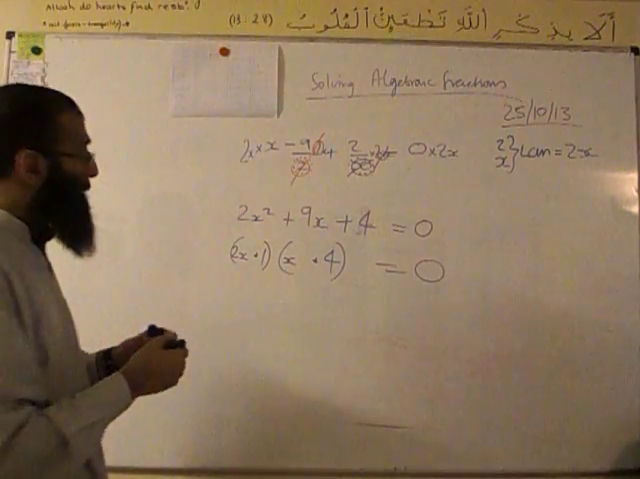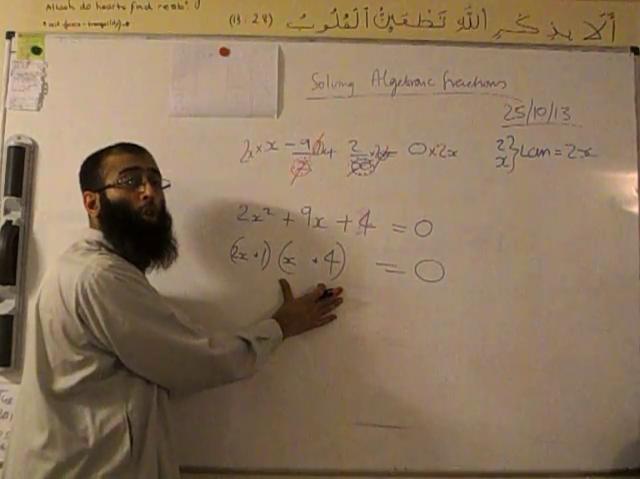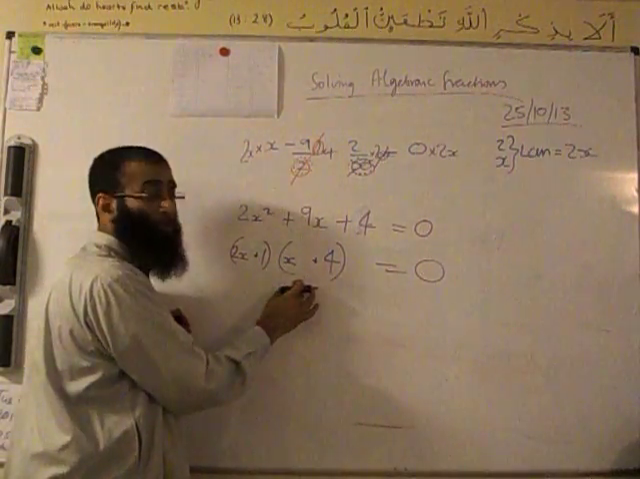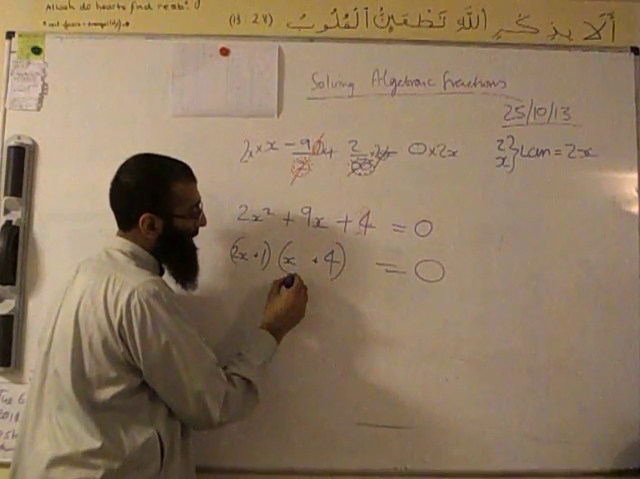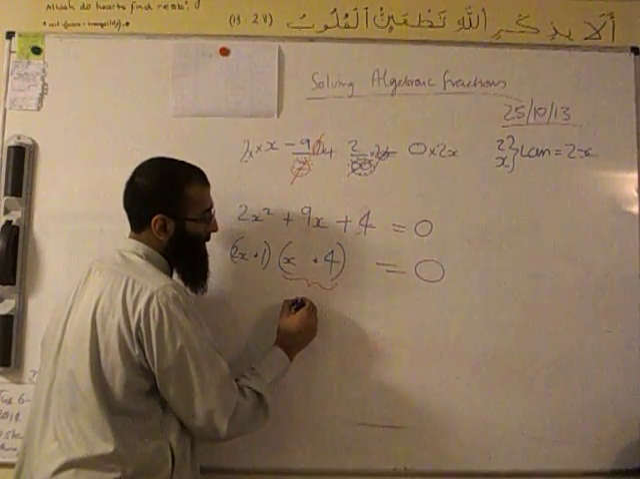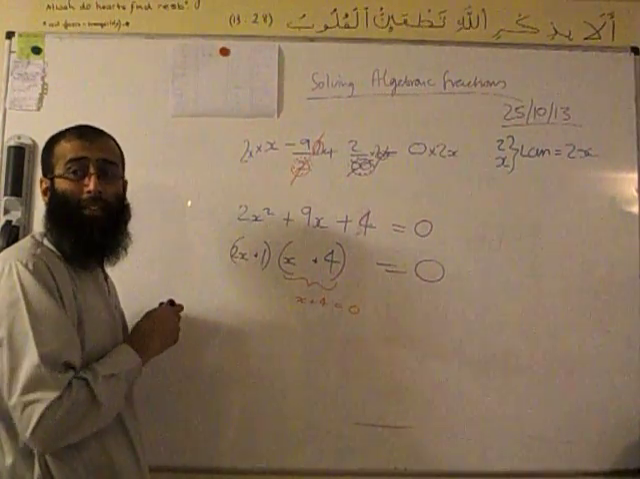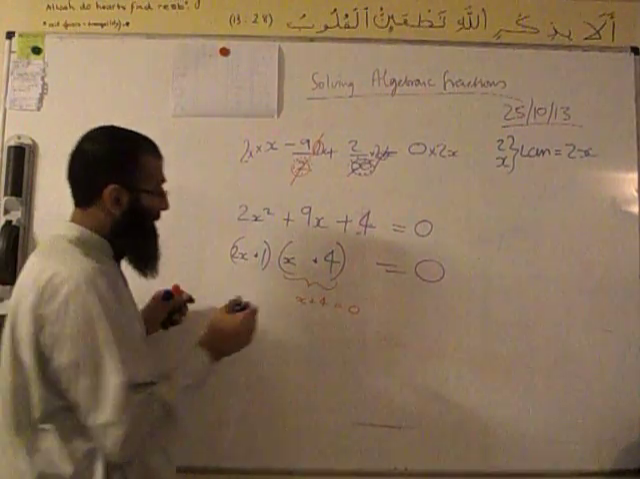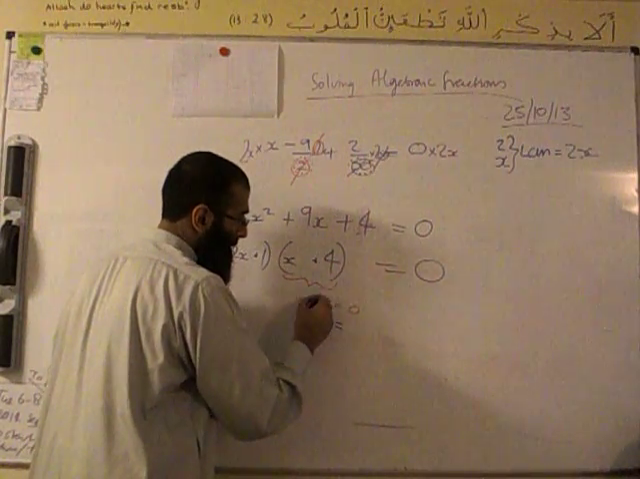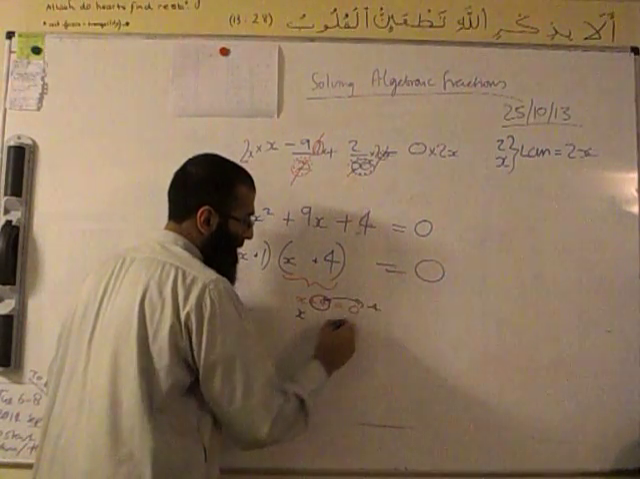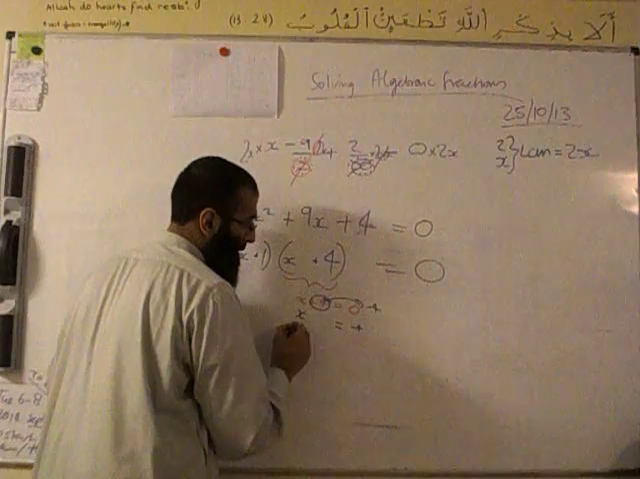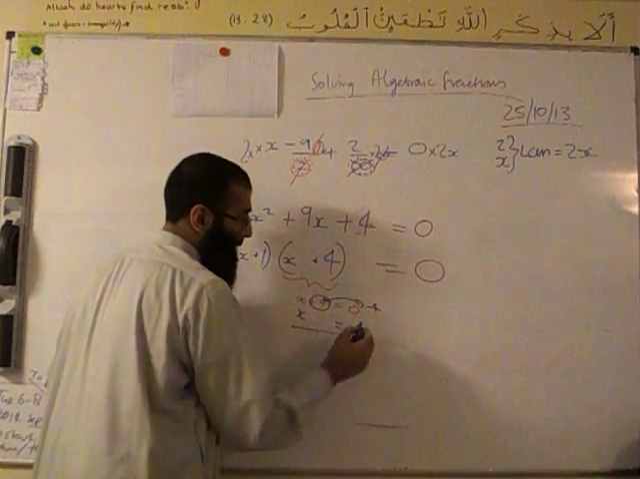Now the way we do that is we've got to make each bracket equal to nothing. So let's do the easy one first. If I make this bracket here, x plus 4, equal to nothing, what is x equal to then? In that case, x must be equal to minus 4. Okay, we happy with that?